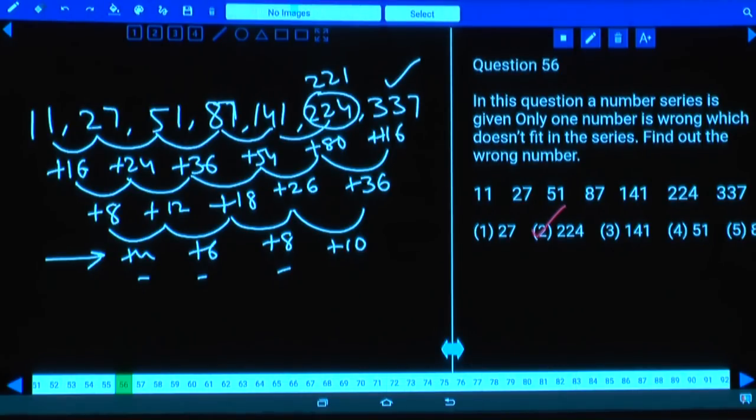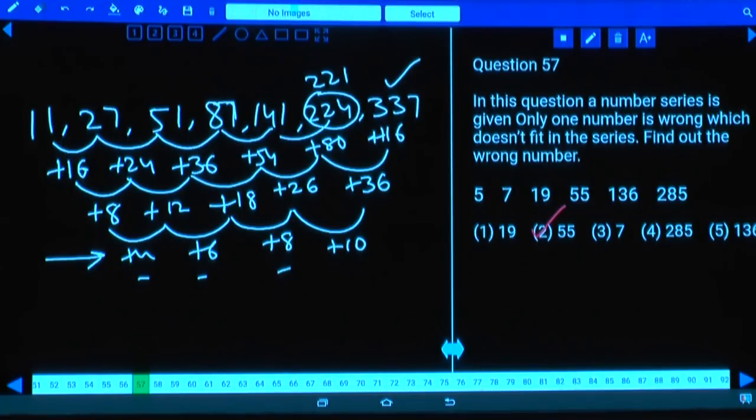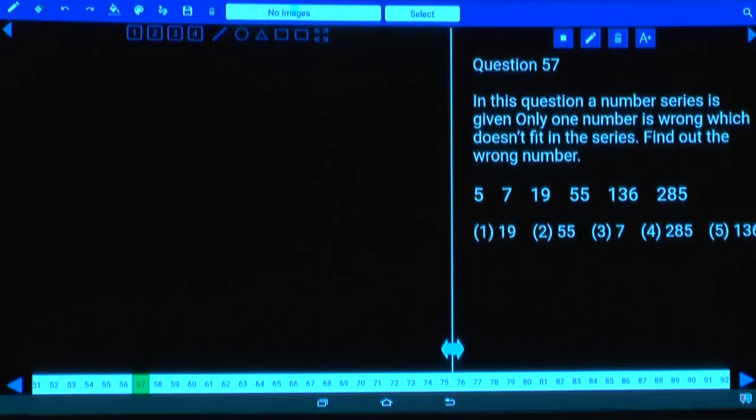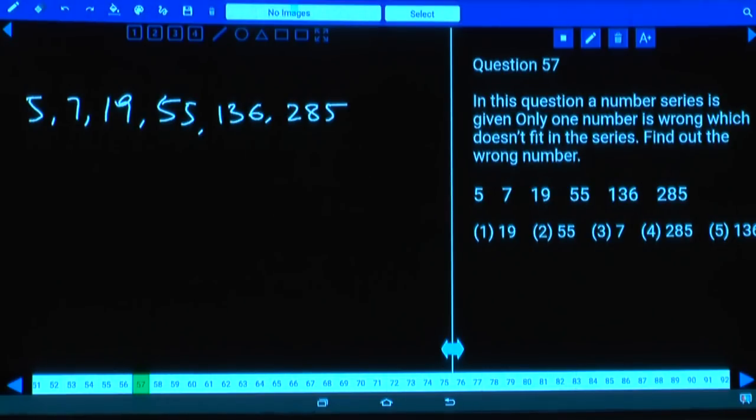Now question number 57. Now in this 57, the numbers are 5, 7, 19, 55, 136, 285 and so on. And what is the difference? Again, the numbers are increasing at a smaller rate, it must be under difference.